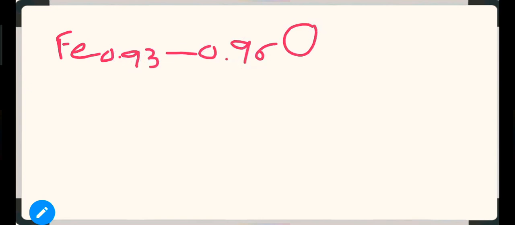Now the range is mentioned in the textbook, that means the quantity of Fe will go from 0.93 to 0.96 per 1 oxygen. Okay, so select any value between these values and then try to find the percentage of Fe+3. Okay, try to find it yourself. If you have any confusion, then you can ask me and we will discuss it again.